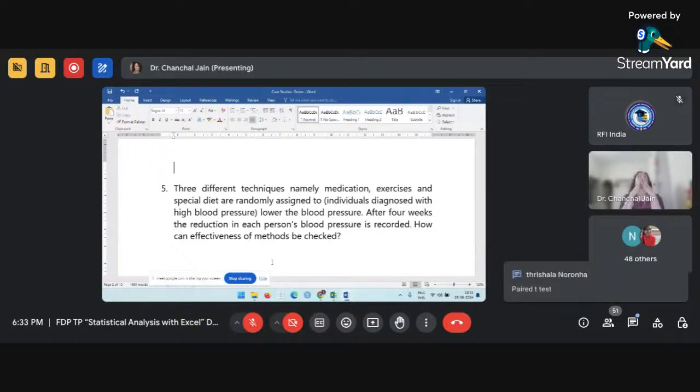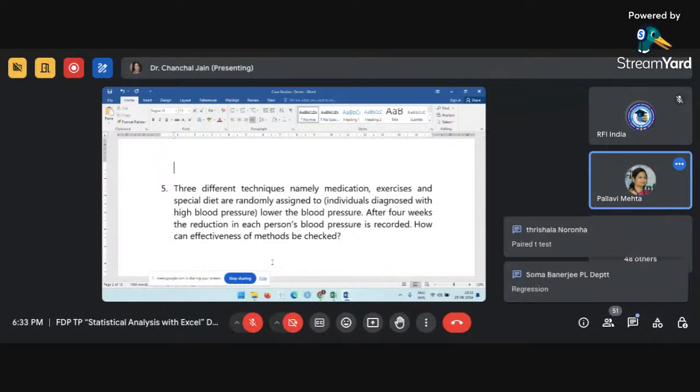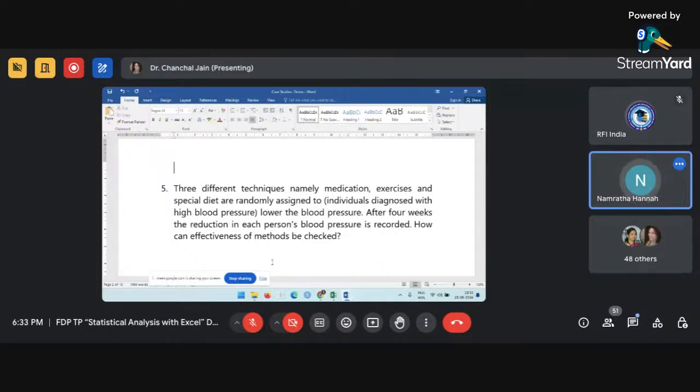Ma'am, we can apply two sample t-test. Okay. Madam, fine. See, we don't know what kind of medication. Is it the same medication, or exercises also? What are the different types? Diet also, we are not very sure if it's the same special diet or different diet. So there are too many variations possible, isn't it?